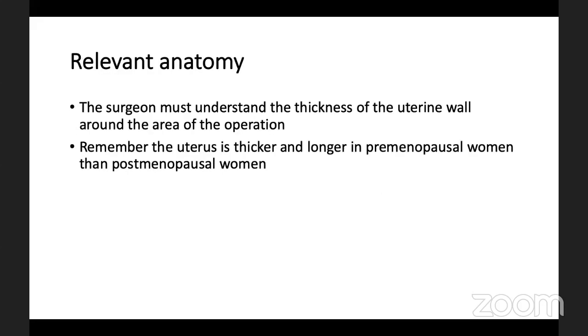And I'm going to talk a bit about relevant anatomy. The surgeon must understand the thickness of the uterine wall around the area, especially of operation. Remember, the uterus is always thicker and longer the younger the woman; the older they are, it's thinner and shorter. So always remember this when you're doing your scope.